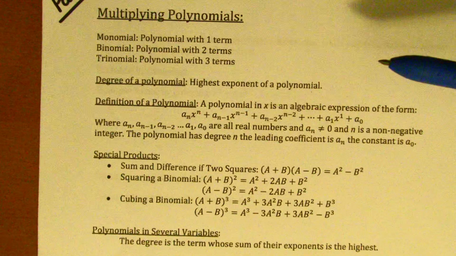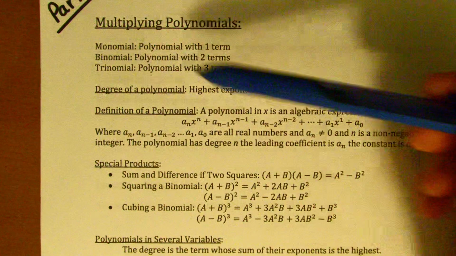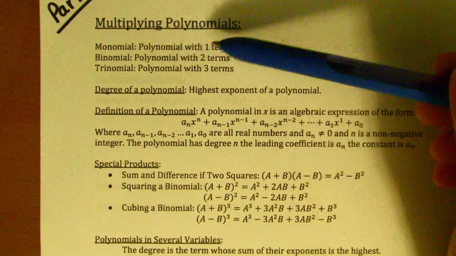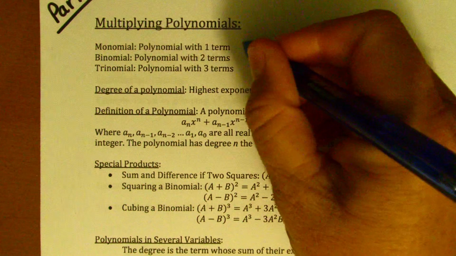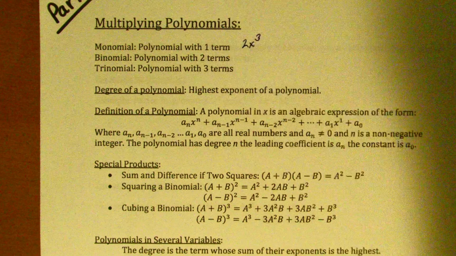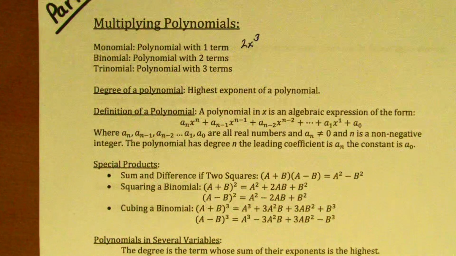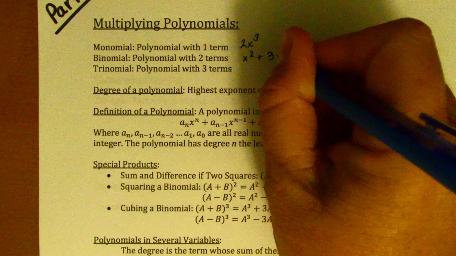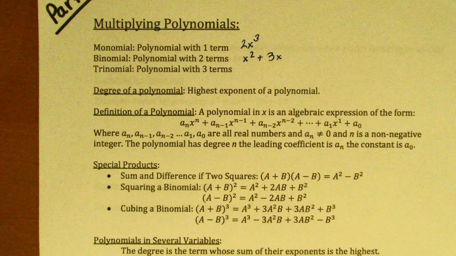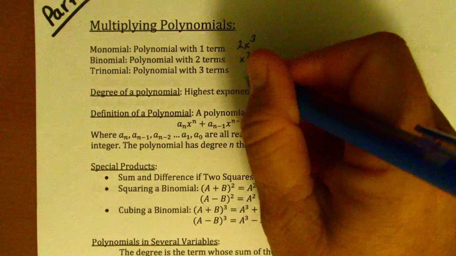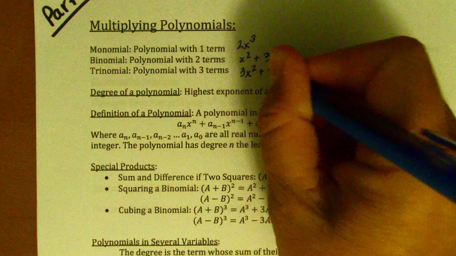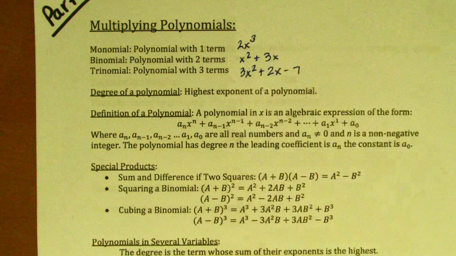Now, there are some terms we kind of want to go over first. So first off, our most basic types of polynomials are a monomial. That means it's just one term. So that would be something like 2x cubed. A binomial has two terms, so that would be something like x squared plus 3x. And a trinomial would be something with three terms, so something like maybe 3x squared plus 2x minus 7.